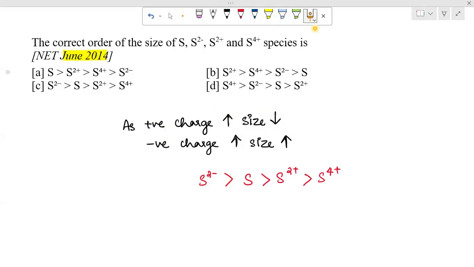So which is the correct option? C. C is the correct option.